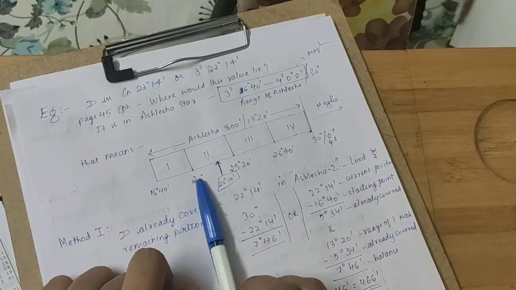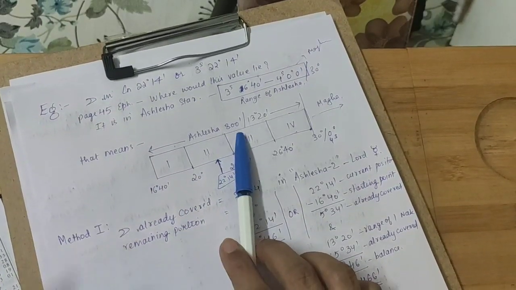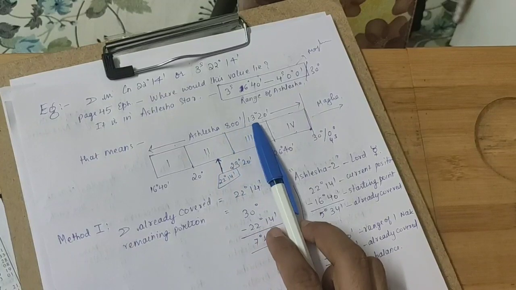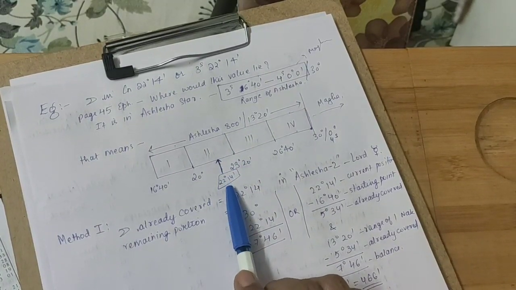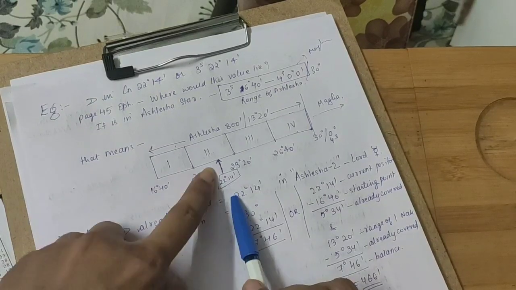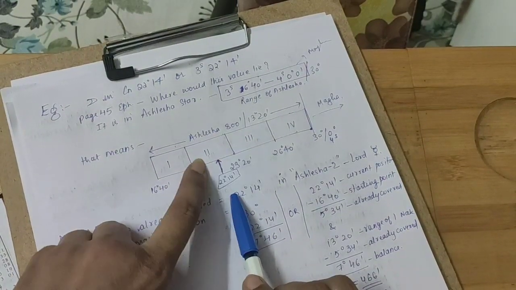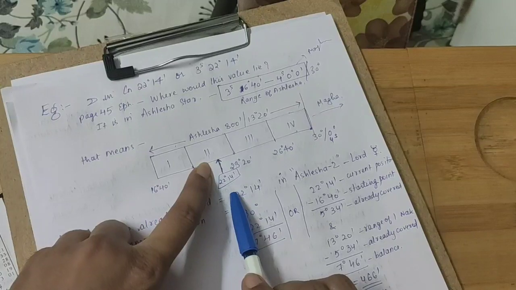Now in this Ashlesha we converted, we know the whole range of a nakshatra is 13 degree 20 minutes, and our native's moon has completed 22 degree 14 minutes. So it must be somewhere here. And which pada is this? It is the second charan of Ashlesha.